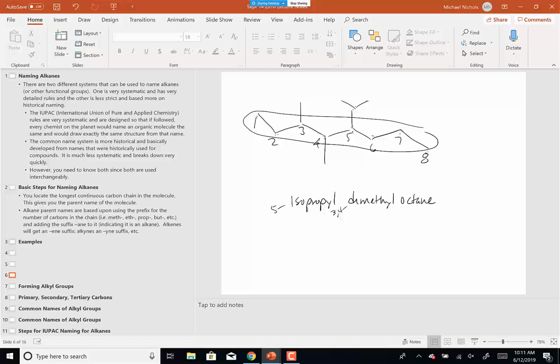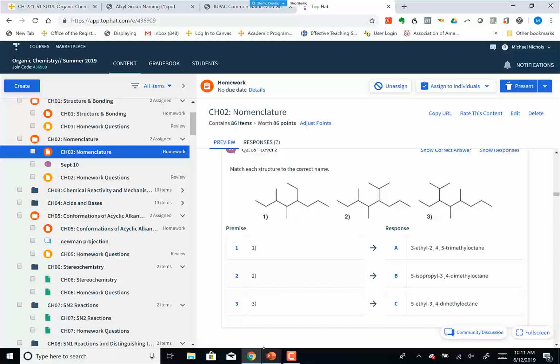So now what's left is practice. Third one, they put the isopropyl group here, and they made... is it that one? So let's do that one.